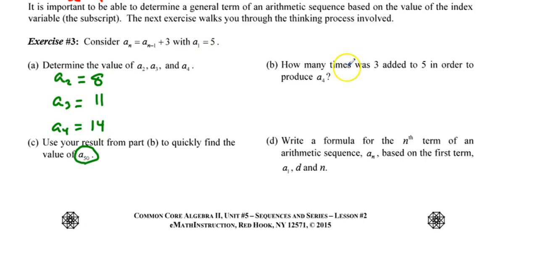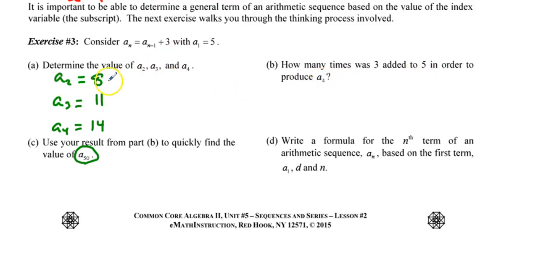Cool. So now it asks, this is a little bit of a discovery, right? We're trying to discover how to do this thing. How to jump to the 50th term without really working that all out. So if we're adding 3 each time, how many times do we add 3 to 5 in order to produce a sub 4, the fourth term?